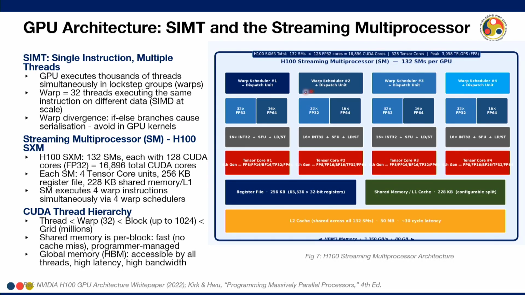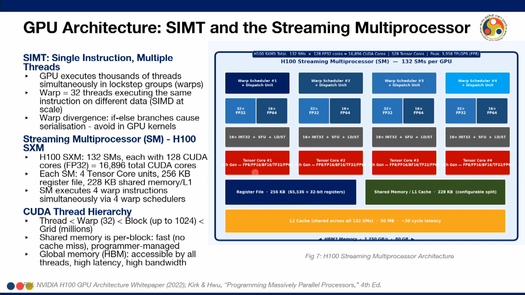The streaming multiprocessor you are seeing here is taken from the H100 SXM architecture, and each streaming multiprocessor has 128 CUDA cores. How these CUDA cores are operated or organized, we will see in this streaming multiprocessor.